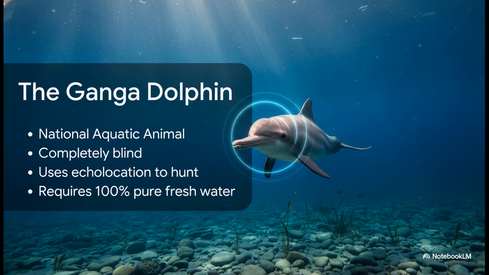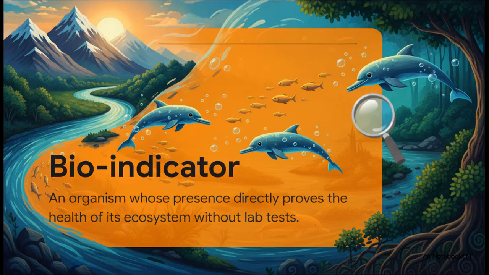No way, right? It actually hunts in those murky, muddy waters using ultrasound waves, basically echolocation. But the most crucial fact about this dolphin, the thing you really need to remember, is that it requires absolutely 100% pure, unpolluted fresh water to survive. Because it's so incredibly sensitive, scientists classify the Ganga dolphin as the ultimate bioindicator. What does that mean?